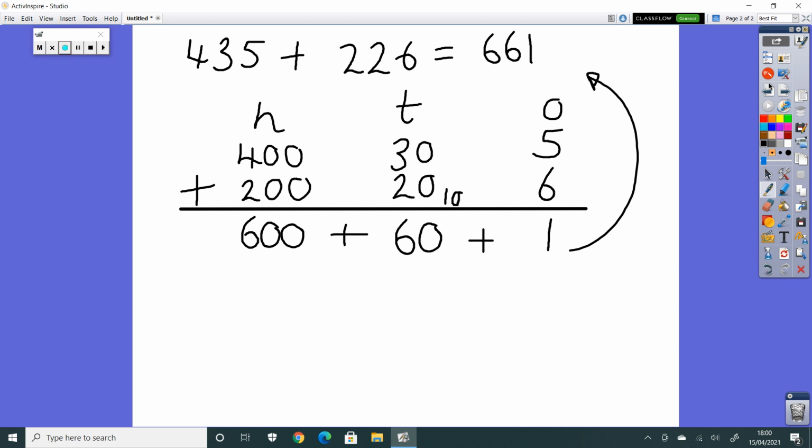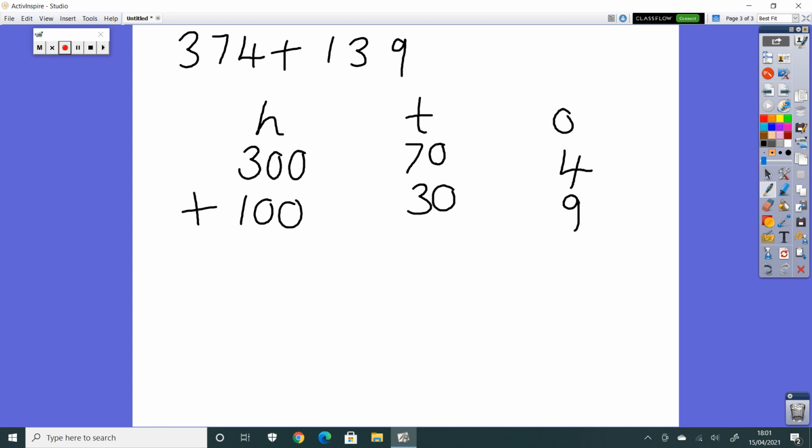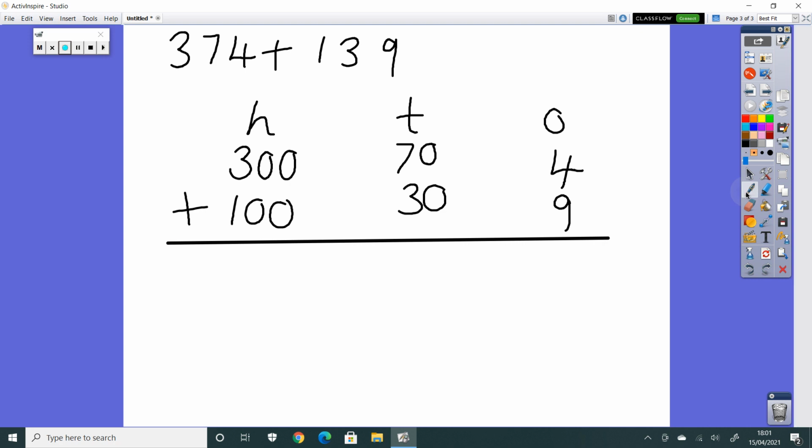Okay, just one more example. Let's say, for example, we have 374 and we're adding that to 139. So again, partition the values of each 3-digit number. So we've got 300, 70 and 4, and then 100, 30 and 9. Symbol and a line to separate calculation from the answer.